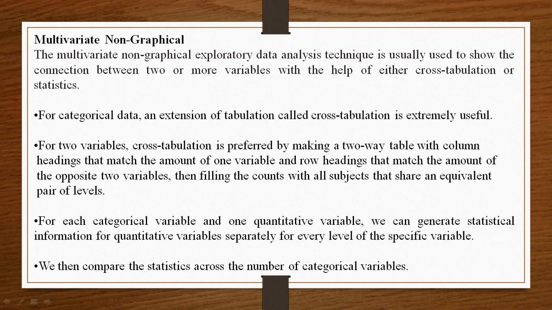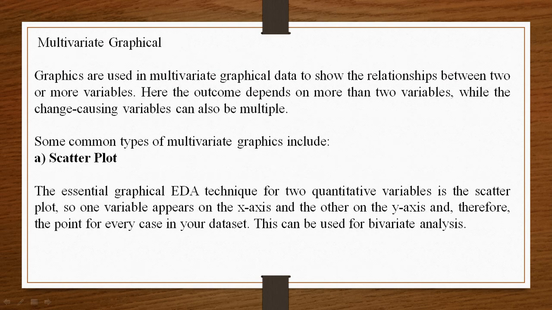Then we fill the counts with all subjects that share the equivalent pair of levels. For each categorical value and one quantitative variable, we can generate statistical information. We can then compare the statistic across the number of categorical variables. Graphs are used in multivariate graphical data to show the relationship between two or more variables, and the outcome depends on two or more variables, while the changing cause variables can also be multiple.